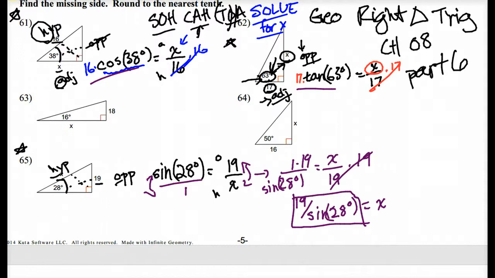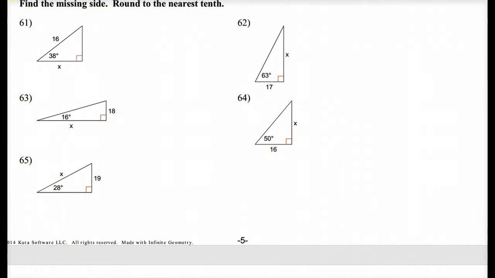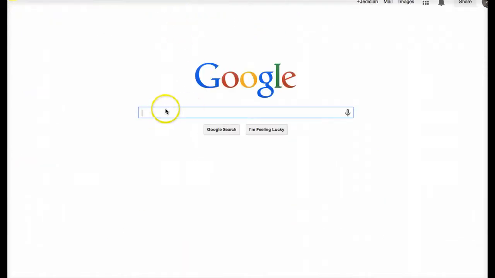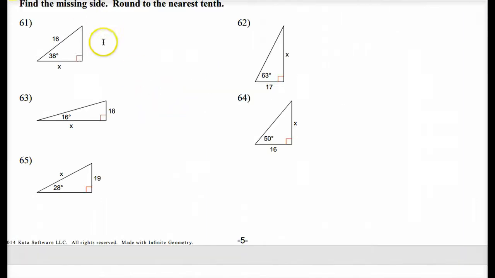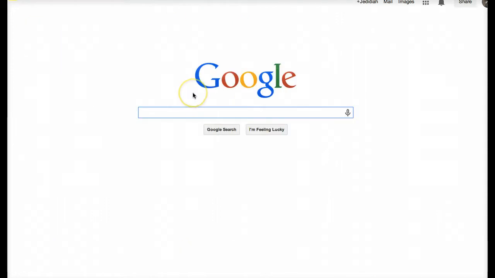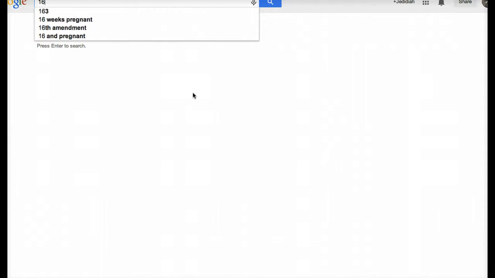So here we go. Let's turn off the draw. Go over to Google. Oh, what were the things? Let's see, this one was 16 cosine 38. So all I do is I type in here 16 times cosine of 38 degrees. Now I need the degrees in there. If I don't put in the degrees, it doesn't know that I'm talking about degrees. It thinks I'm talking about something else.